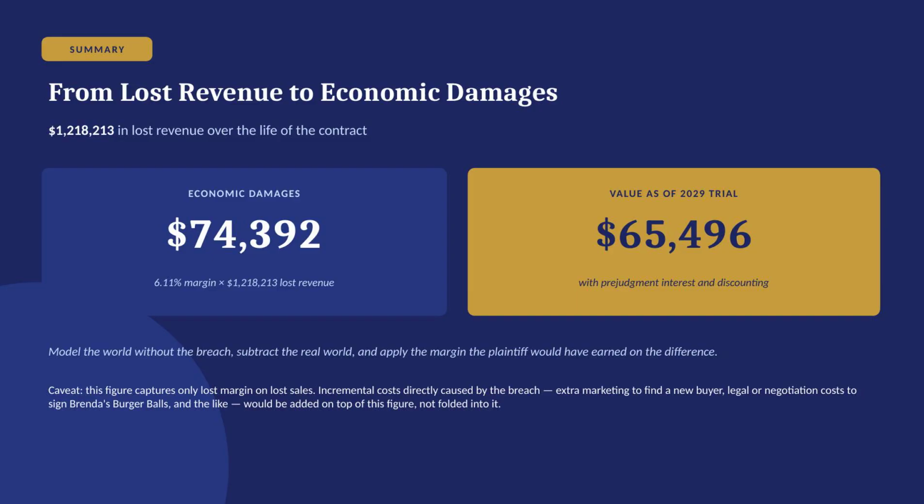$1,218,213 in revenue over the life of the contract because of the breach. Its economic damages are $74,392 after applying its 6.1% historical gross margin percentage. Once you add interest and discount to account for the time value of money, the net value at the time of trial is $65,496.